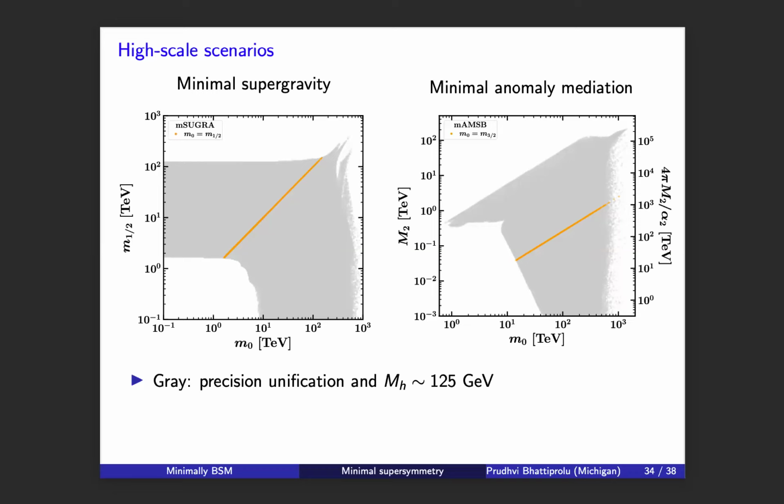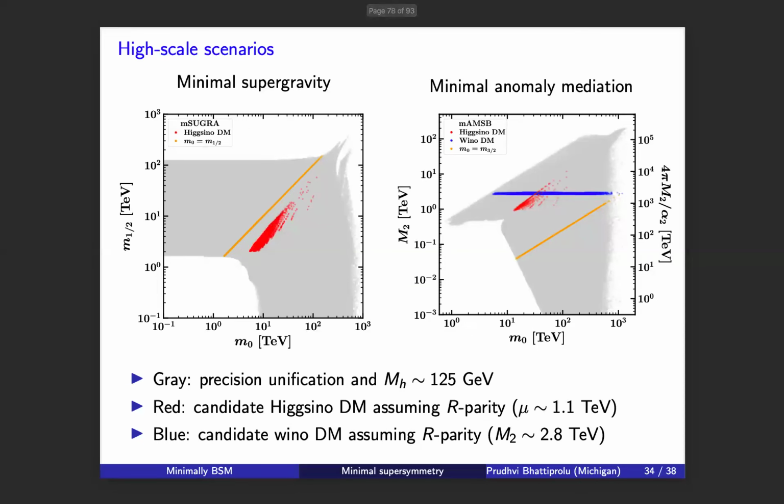We've also looked into regions of parameter space where the neutralino is the lightest supersymmetric particle, and looked into cases where we can reproduce Higgsino and Wino dark matter. We just did something very simple where we assume R parity, and then require that the LSP is the neutralino. For the Higgsino dark matter, we require the mu term to be around 1.1 TeV, whereas for Wino dark matter, the Wino mass is around 2.8 TeV.